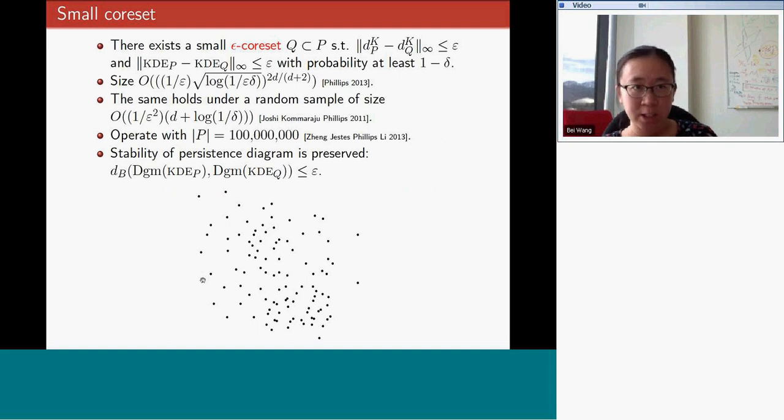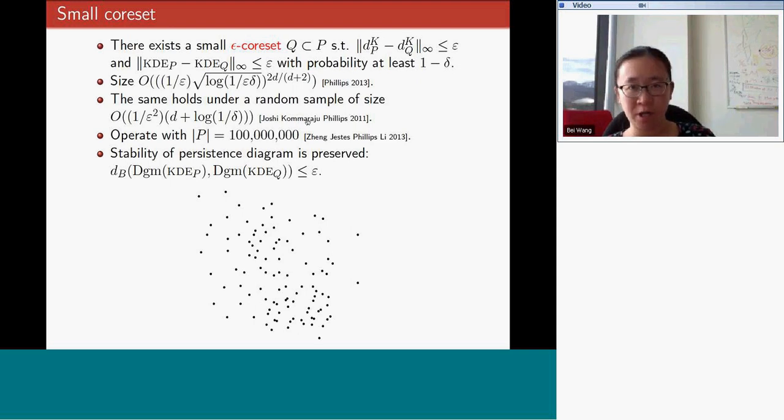Looking at core sets: the result says that if I have a point set P, I can find a small subset Q of the point set, which I call an epsilon core set, such that the kernel distance between the two is close. Accordingly, their kernel density estimates are also epsilon close with high probability. I had some results in previous years showing the size of this epsilon core set.